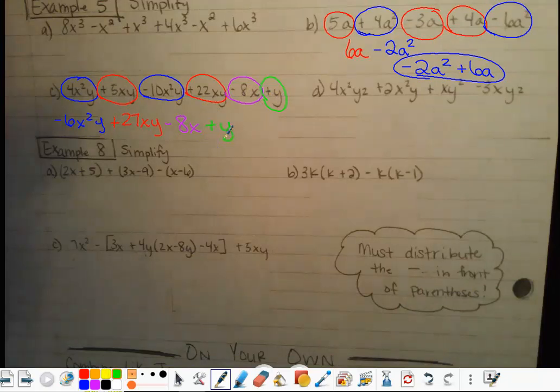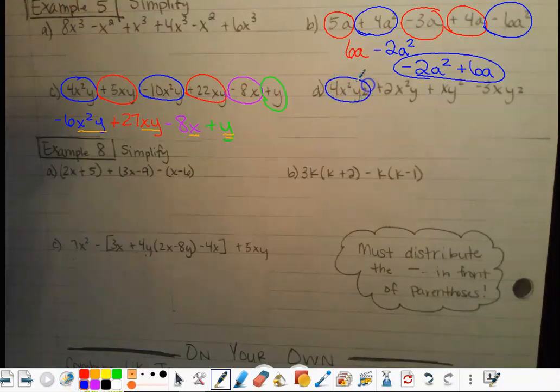That is as simplified as that one gets because each of these terms is different. We have an x squared y, an xy, an x, and then a y. They're not like terms. Okay, the last one for D.